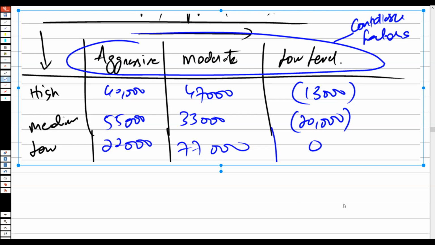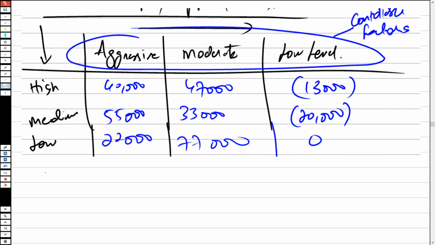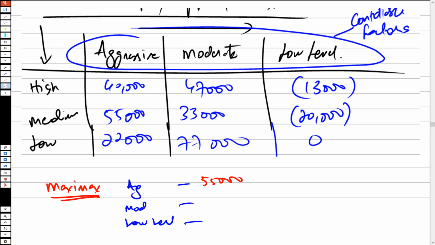Okay, now if you have the Maximax approach, Maximax means you maximize the maximum output. You've got aggressive, moderate, and low level policy. What you would do is identify the maximum out of each one of them. You've got 55,000 here. For the moderate, you have got 77,000. For the low level, you have got 0.